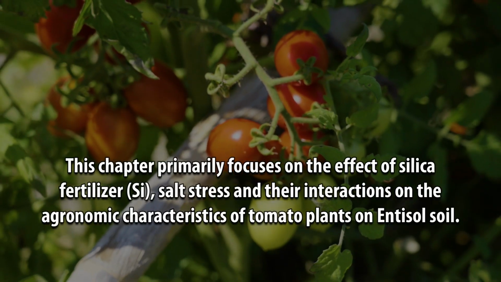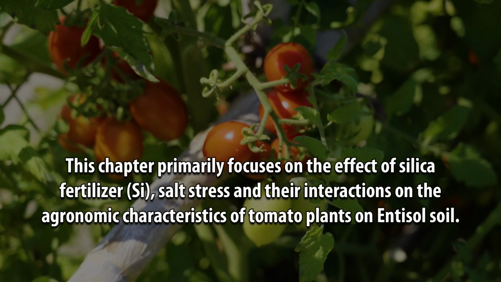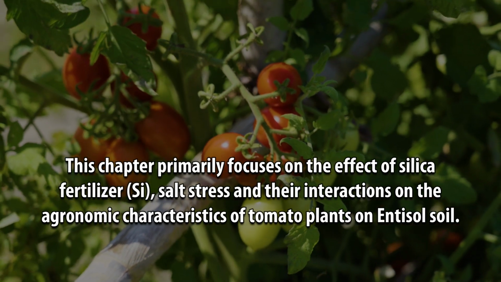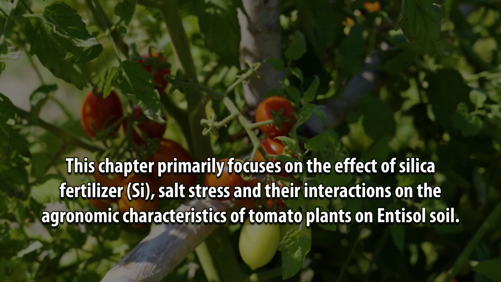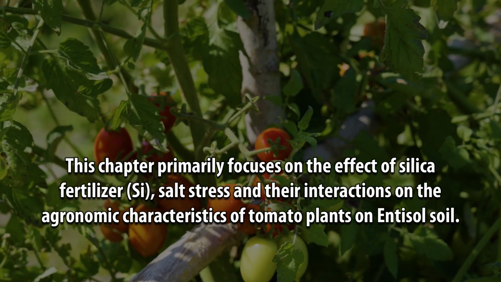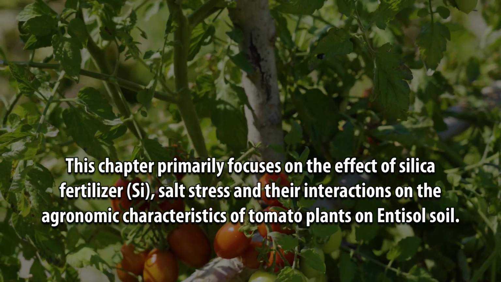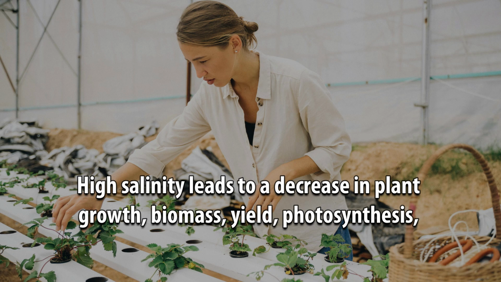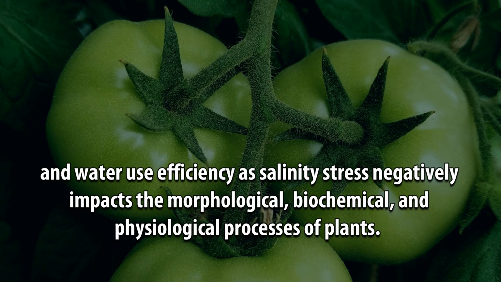This chapter primarily focuses on the effect of silica fertilizer, salt stress, and their interactions on the agronomic characteristics of tomato plants on Entisol soil. High salinity leads to a decrease in plant growth, biomass, yield, photosynthesis, and water use efficiency, as salinity stress negatively impacts the morphological, biochemical, and physiological processes of plants.